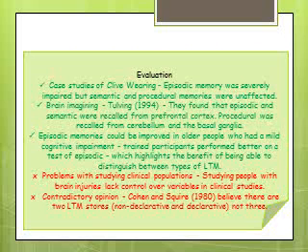We have evidence from case studies, so Clive Wearing. His episodic memory, so his memory of his personal information, was severely impaired, but his semantic and procedural memories were relatively unaffected. So Clive could still remember how to play the piano, so that was a skill. His procedural memory was still intact, suggesting that there are different types of long-term memory.